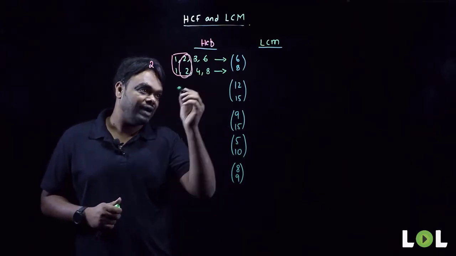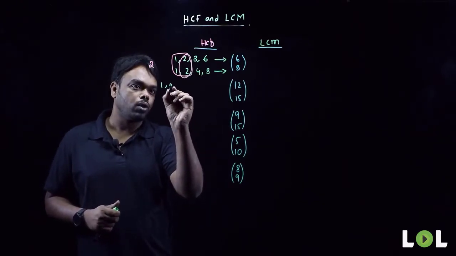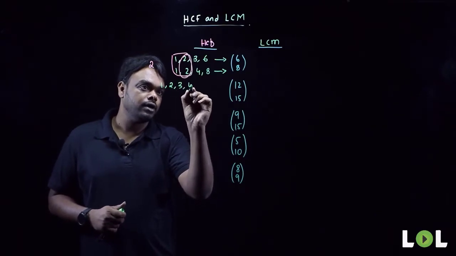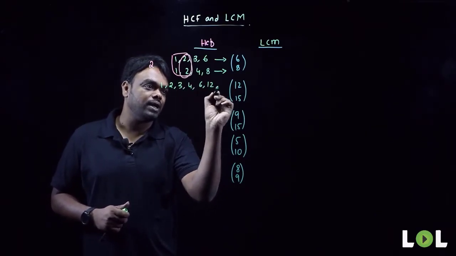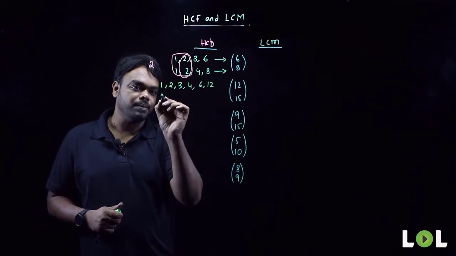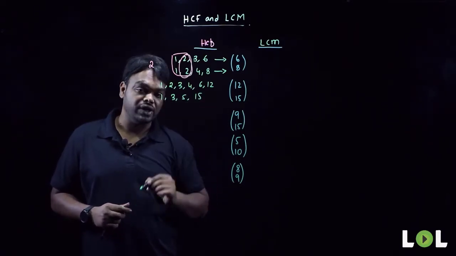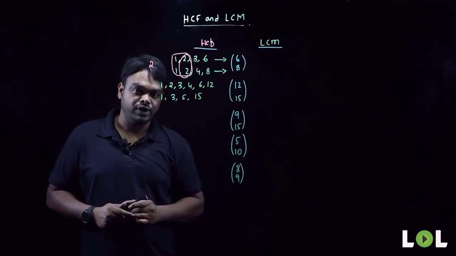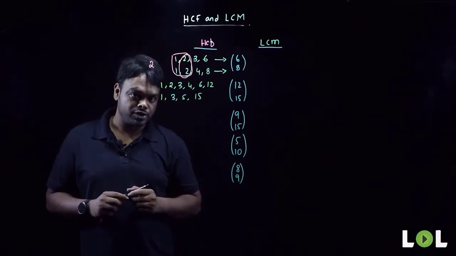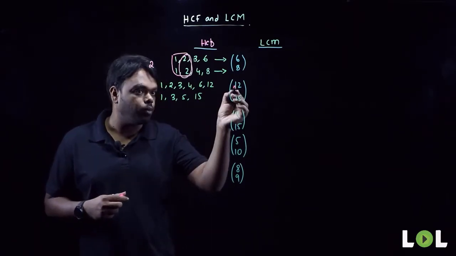Suppose if I write the factors of 12, I'll have 1, 2, 3, 4, 6 and 12. Factors of 15: 1, 3, 5, 15. So these are the factors of 15. What do we want? Common factors.